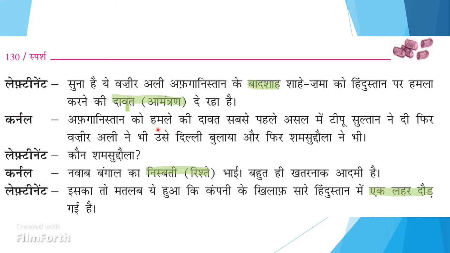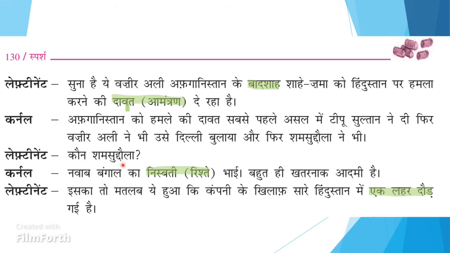Colonel says the first person who invited Shah-e-Zama, the king of Afghanistan, to attack Hindustan was actually Tipu Sultan. Later on, Wazir Ali called him to Delhi, and then Shamsuddaulah also did. All these people invited the king of Afghanistan to attack Hindustan.